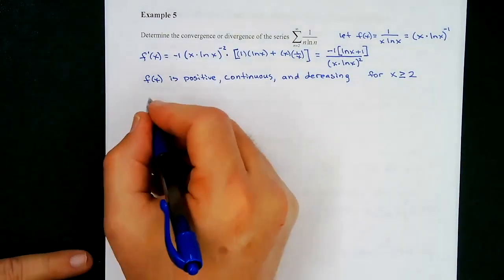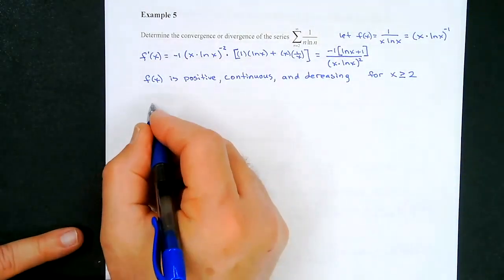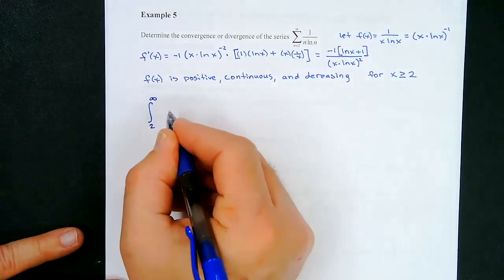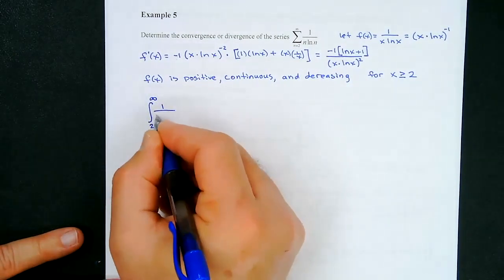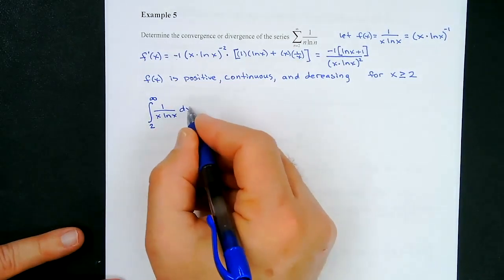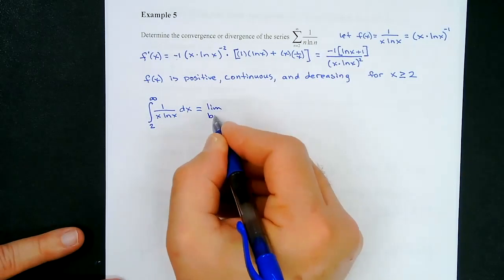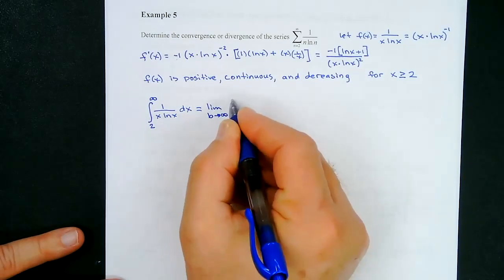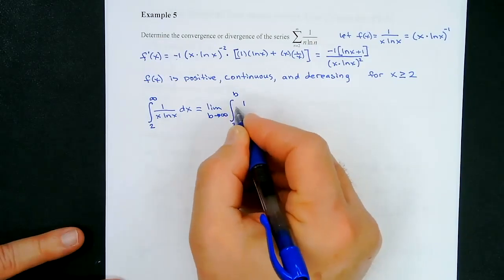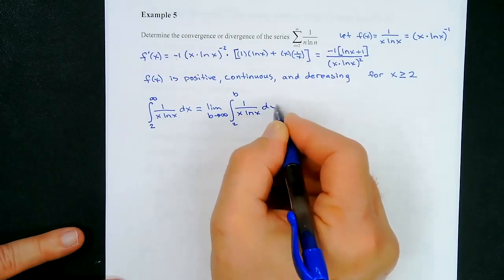All right, so let's start writing our integral. Instead of starting at 1, because n is starting at 2, our integral is going to start at 2. So we're going to go from 2 to infinity of 1 over x ln of x dx. We're going to switch this to a limit: the limit as b approaches infinity of the integral from 2 to b of 1 over x ln of x dx.